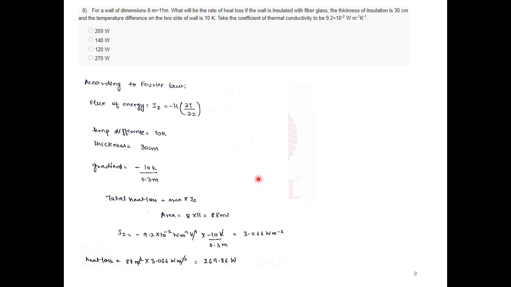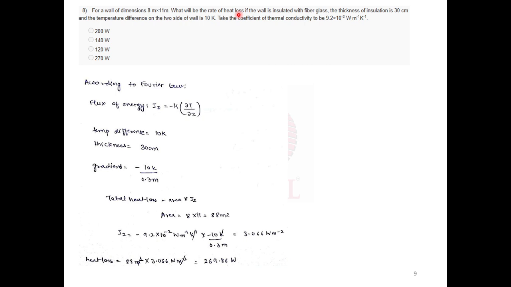And what will be the rate of heat loss if the wall is insulated with fiberglass and the thickness of insulation is 30 centimeter, and the temperature difference on the two sides is this value. So you know what del T del Z is. Flux of energy equal to minus K into del T del Z. Del T del Z is already given because you have 10 degrees over the thickness of 30 centimeter, right? So 0.3 meter, yes, 0.3 meter.